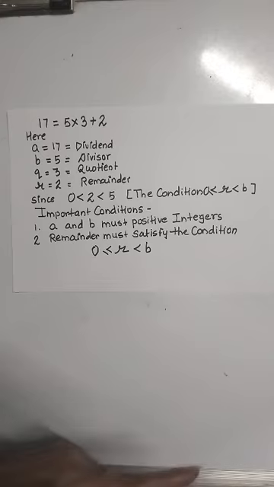It can be greater than 0, it can be equal to 0, but when it is greater than 0, it should be less than that of the divisor. So this is about the Euclid's division lemma.